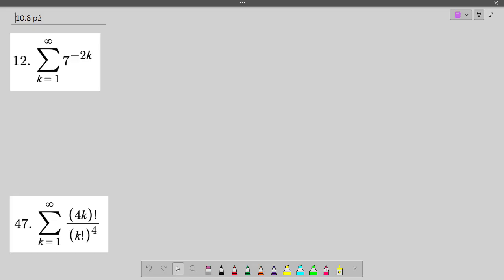So number 12. So this is a special series. It's one of those 4 that we name: geometric series, P series, telescoping, alternating. Those are our 4 that we consider special. What one is this? Geometric. So this is geometric. Geometric, the exponent is changing. That's what's happening here. But this one is not written in geometric form yet.